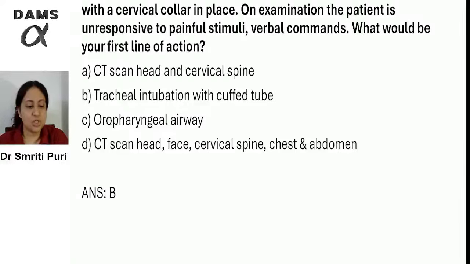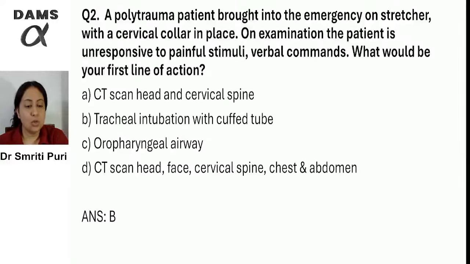A polytrauma patient is brought into the emergency on a stretcher with a cervical collar in place. On examination, the patient is unresponsive to painful stimuli and verbal commands. What would be your first line of action? A. CT scan of the head and cervical spine. B. Tracheal intubation with cuffed tube. C. Oropharyngeal airway. And D. CT scan head, face, cervical spine, chest and abdomen.